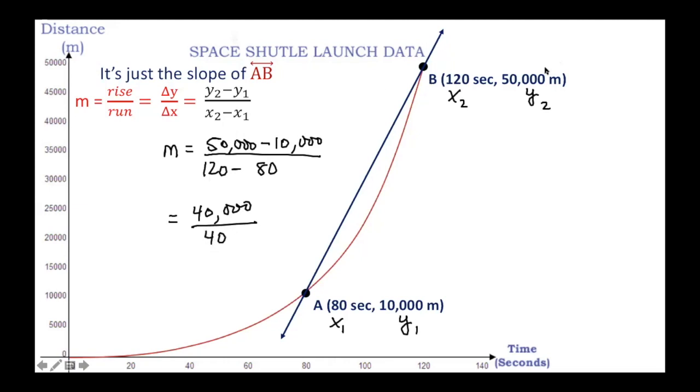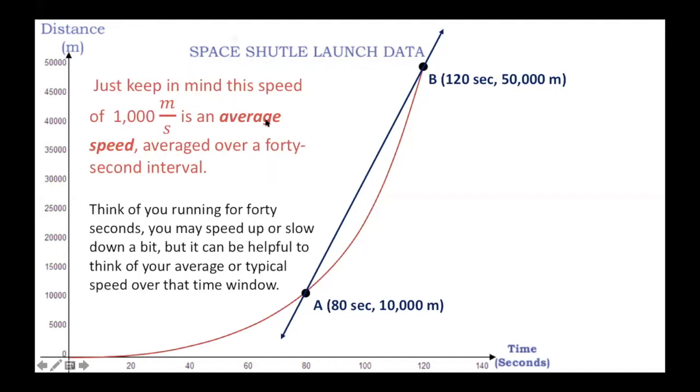Now, if we simplify this a little bit, we can divide by 10, which will knock out a 0 and a 0. So we're left with 4,000 divided by 4, which is just 1,000. And if we're paying attention, our y stuff, our rise, was in meters, and our run was in seconds. So from the 80-second point in the flight to 2 minutes, the space shuttle was going at approximately 1,000 meters per second average speed. Keep in mind that this speed of 1,000 meters per second is just an average speed over this 40-second time interval.